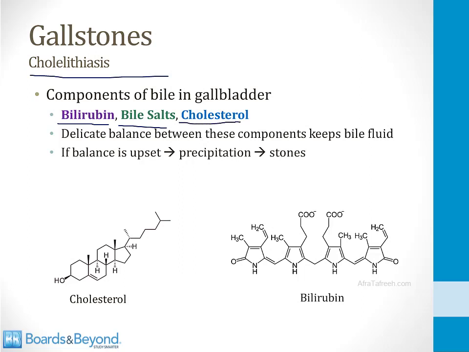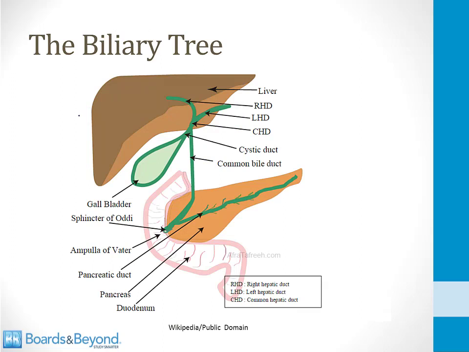Bile is the major way by which cholesterol is eliminated from the body. And in order for bile to remain a liquid and not precipitate into stone structures, there's a delicate balance between these three components. So the easiest way to understand gallstone disease is to appreciate that if the balance between these components is upset for any reason, that can lead to the precipitation of solid substances, and those can accumulate and form stones.